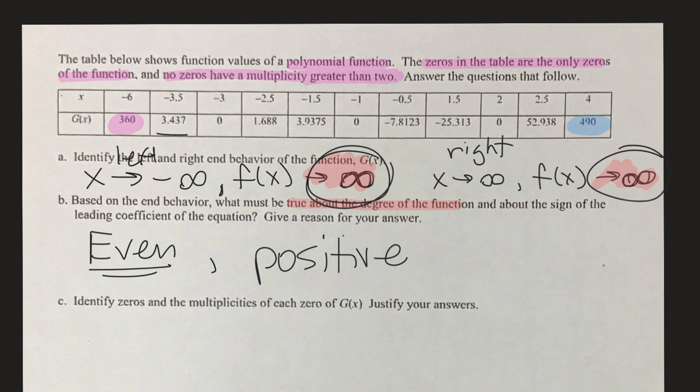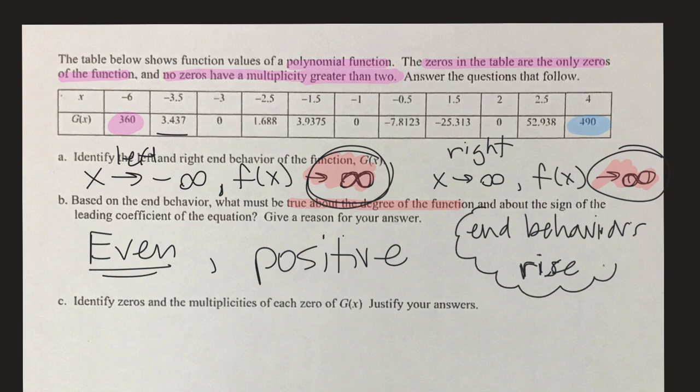Okay, and all the things I just said are your reasons, right? Both of your end behaviors rise. Okay, which means it's both positive and even because your end behaviors rise on the left and on the right. Okay, so both of them are the same end behaviors, right?